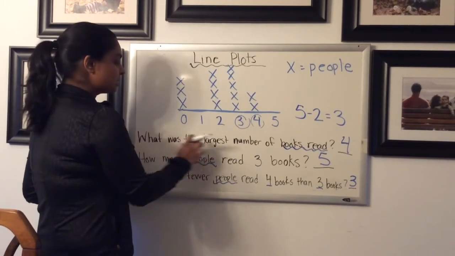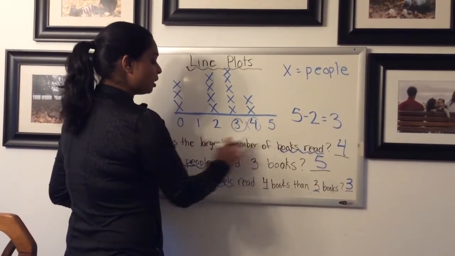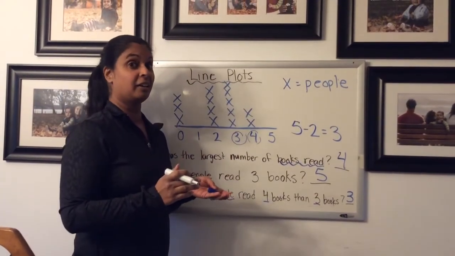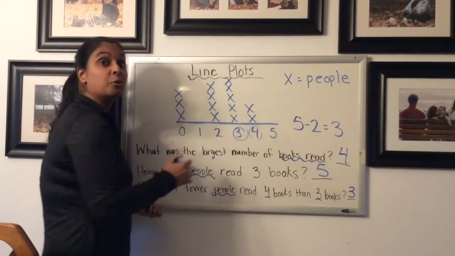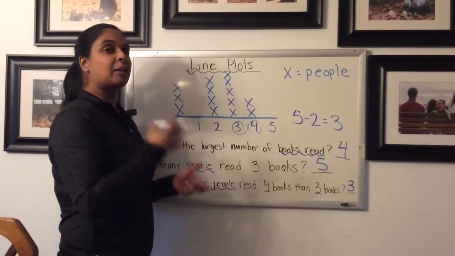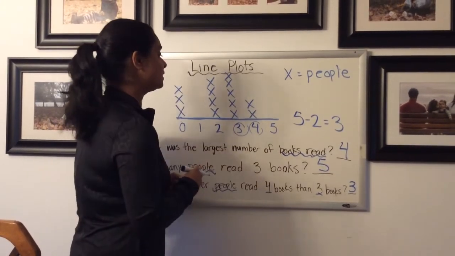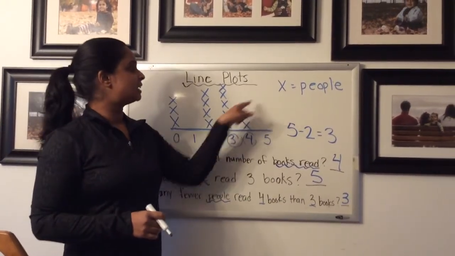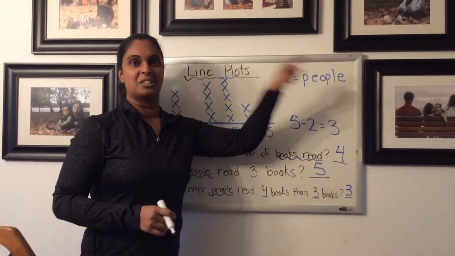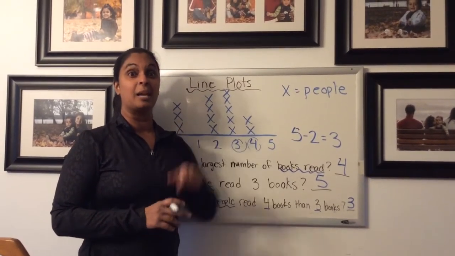All right, what was the largest number of books? This could always also be called the most common. All right, the one that had the most people. So really pay careful attention to the wording of your questions, and remember that the X's represent the people. So have fun reading and drawing line plots today.